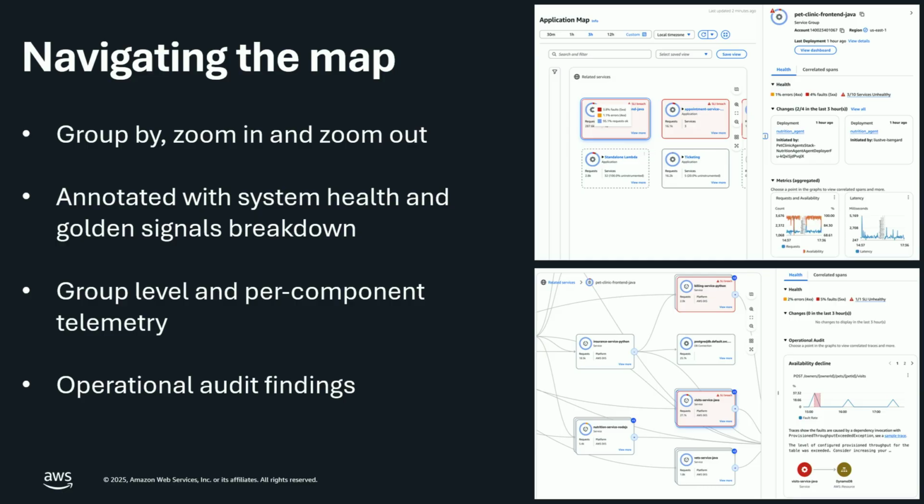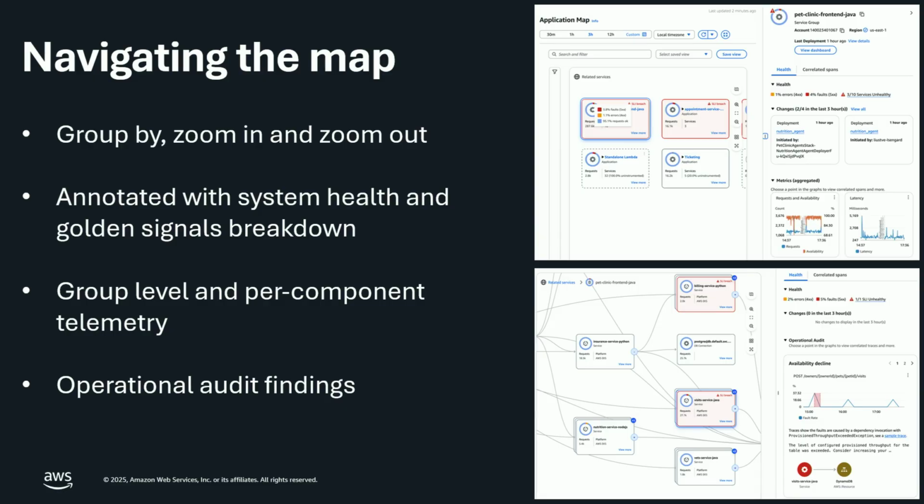Also, if you look at the right-hand drawer, there is a lot of detail, starting with the health metrics of your services. In this case, I have a pet clinic frontend, which shows how healthy my service is, how many faults I'm getting, and if I created any SLOs, whether they are healthy or unhealthy.